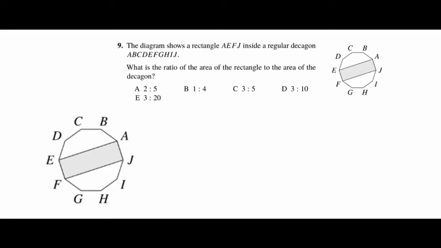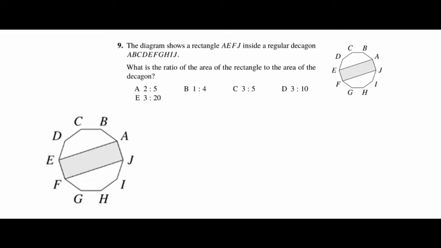Okay, so question 9 is, the diagram shows a rectangle AEFJ inside a regular decagon ABCDEFGHIJ. What is the ratio of the area of the rectangle to the area of the decagon? So one way to tackle this question would be to call the length of one of the sides of the decagon L, and then work out the area of the decagon and the area of the rectangle in terms of L, and then find out their ratio that way.